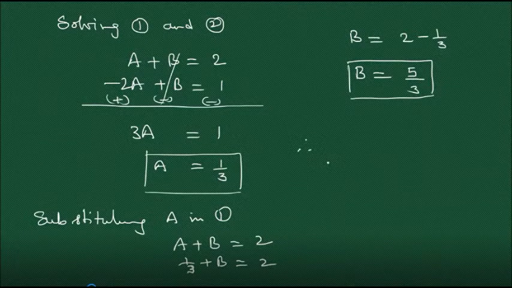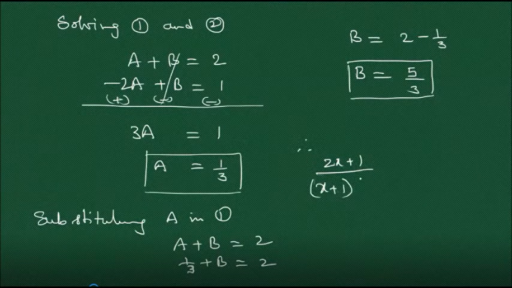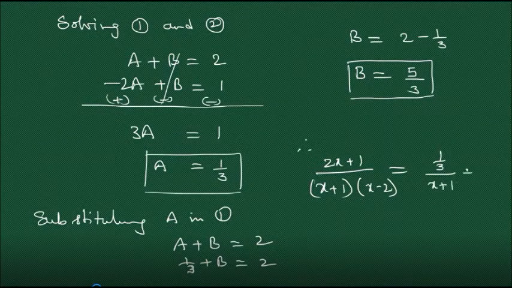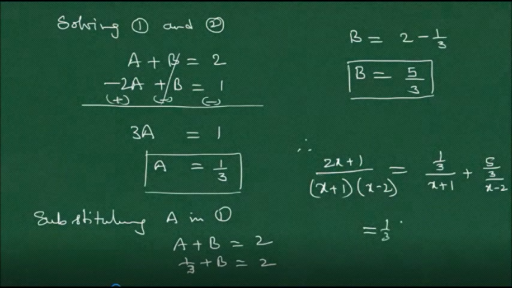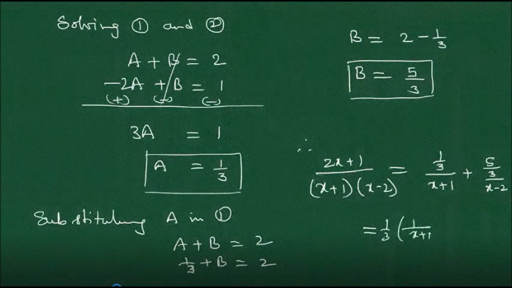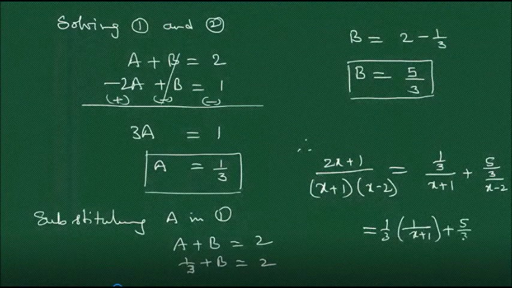Therefore, we can write (2x + 1) / ((x + 1)(x - 2)) = a/(x + 1) + b/(x - 2). This is equal to 1/3 times 1/(x + 1) + 5/3 times 1/(x - 2).